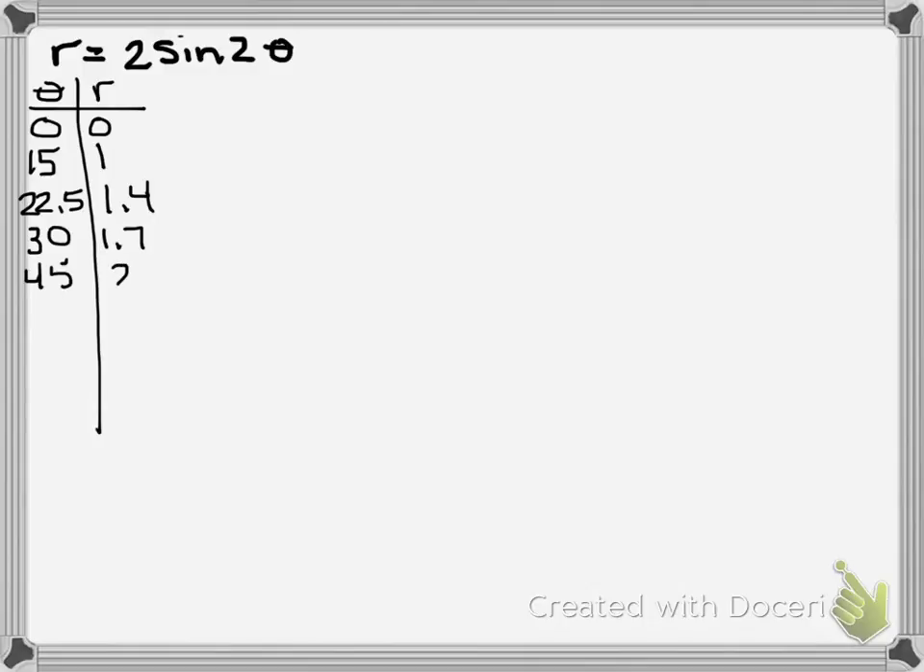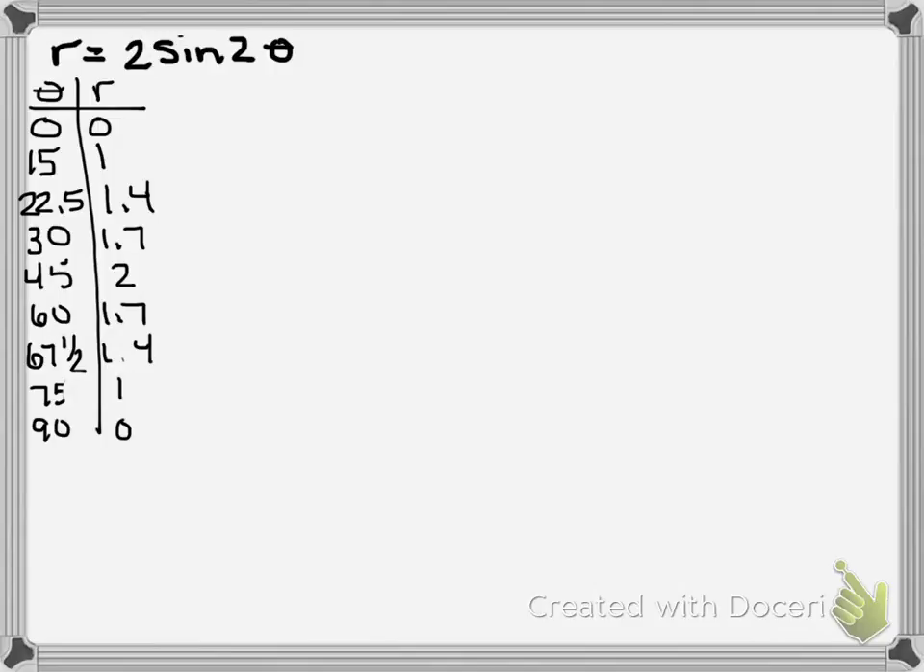45 is going to give you 2. 60 is going to repeat back to 1.7. And then we're going to have to go 67.5, because that would give us 135. And that's going to give us 1.4 again. 75 would give us, why did I write 750? Whoopsie daisy, erase that. That's going to give us 1, and then 90 is going to give us 180, 0.